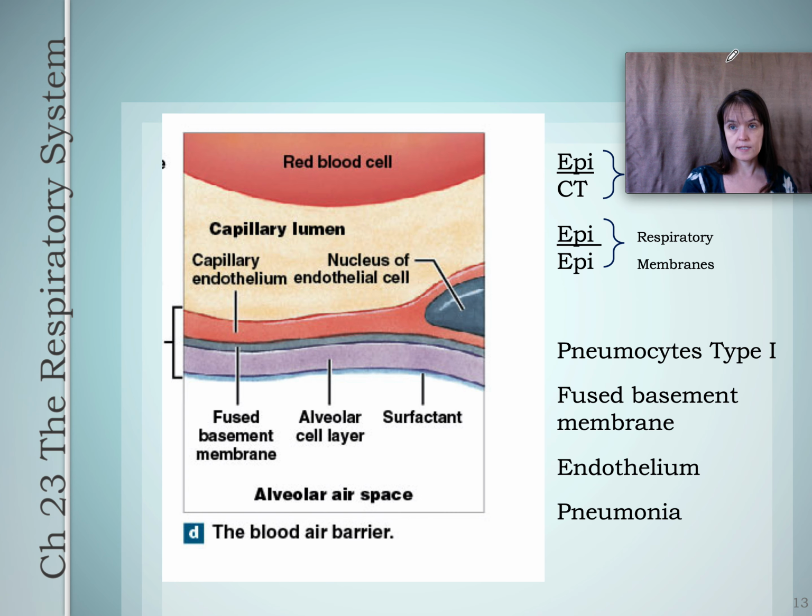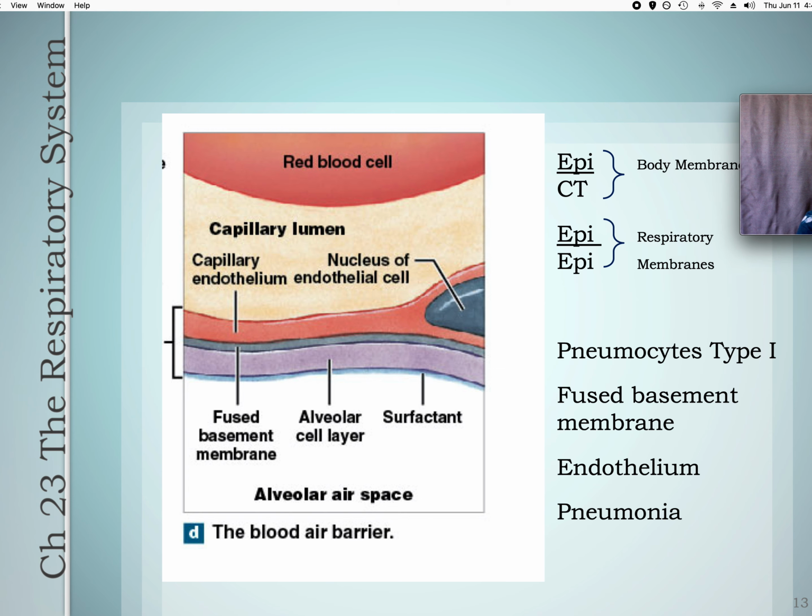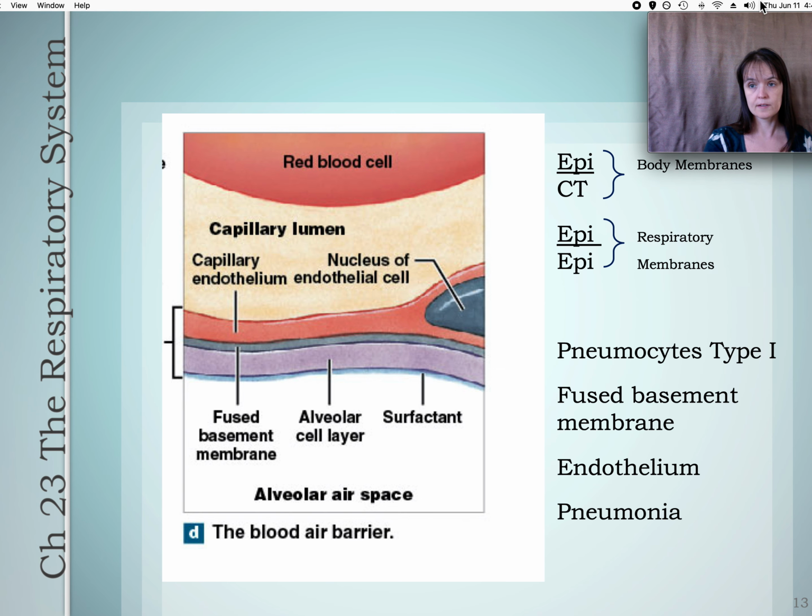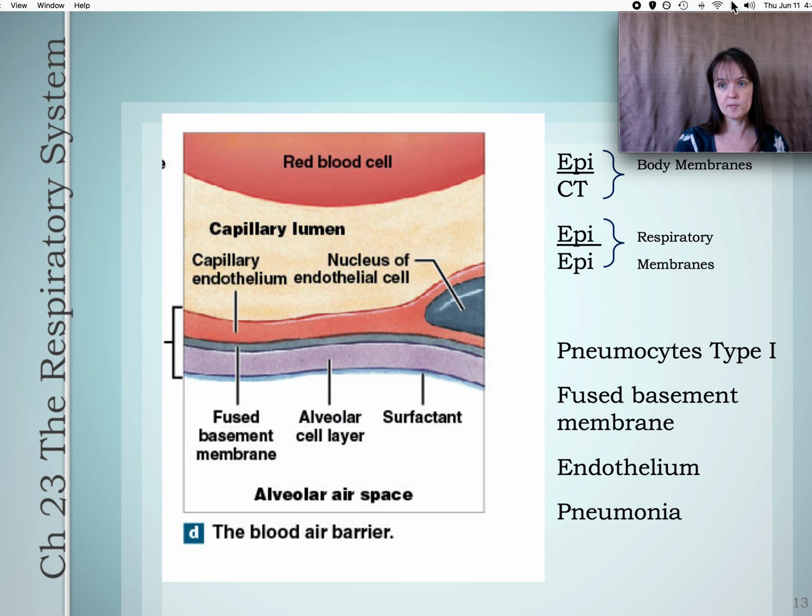All right, let me move my picture here. Okay. There we go. Let's move me up.